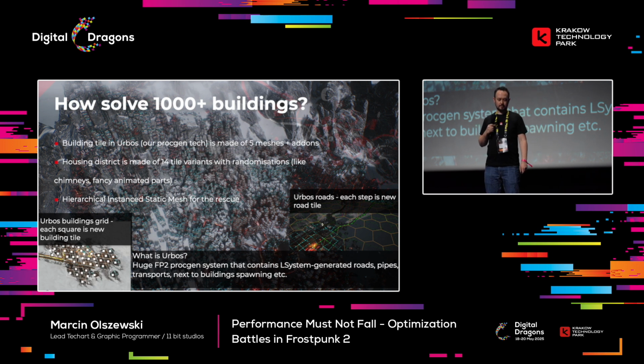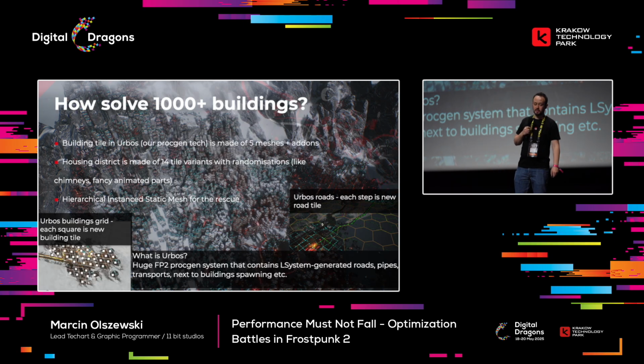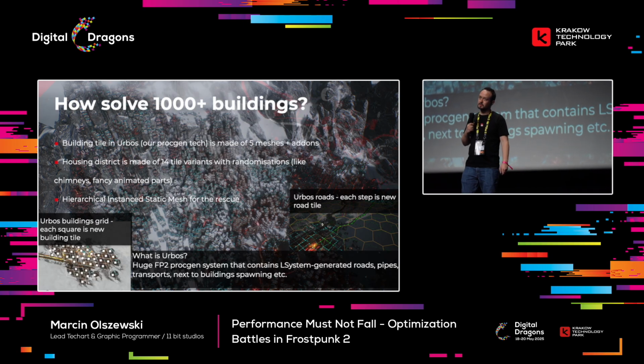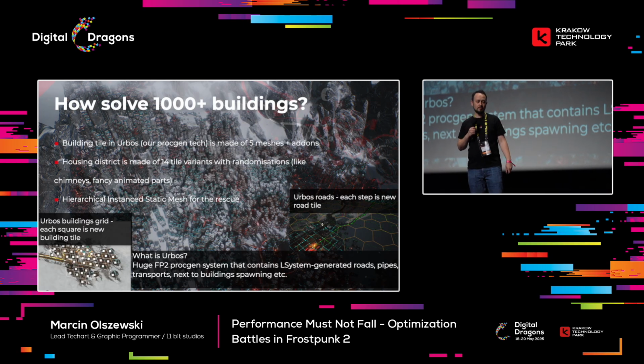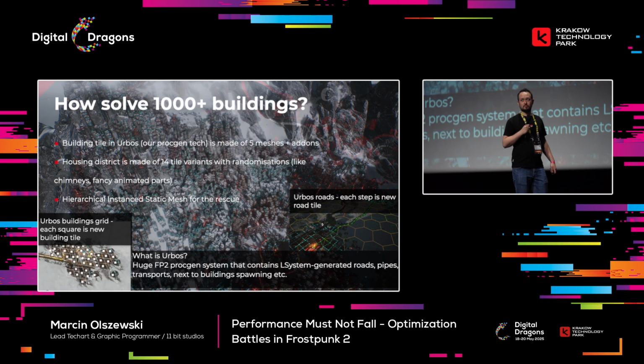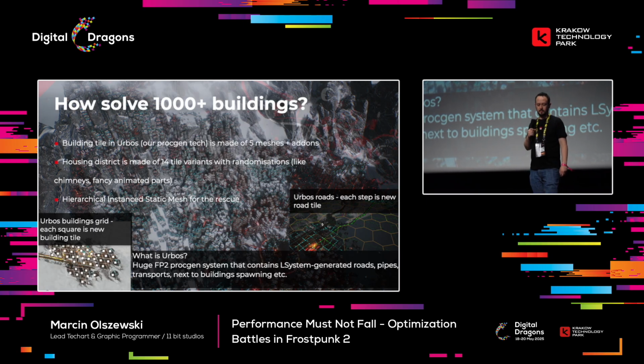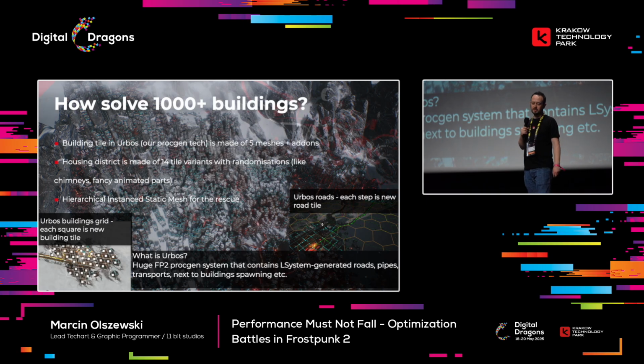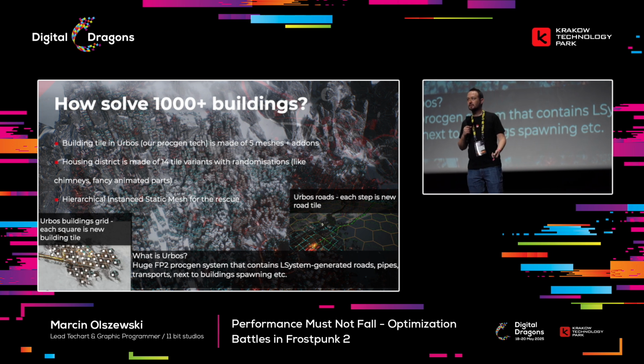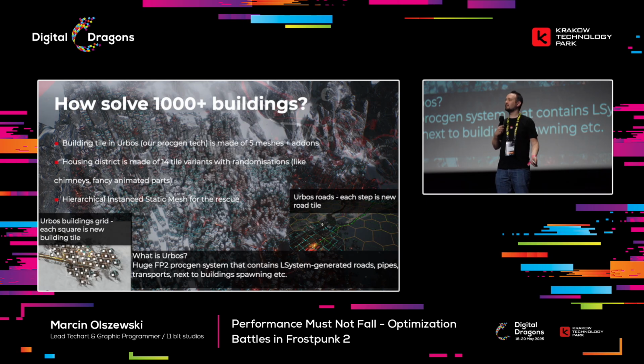Yeah. And here come hierarchical instanced static meshes for rescue, but not in typical style because it was quite limited to some features that I will tell you about, but still it was worth using it. And as I said, Urbos is our internal tech for procgen things. It's generating roads, buildings, pipes, and it generates most of the city.